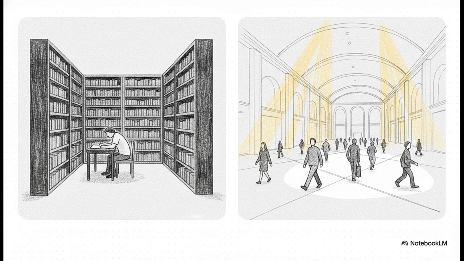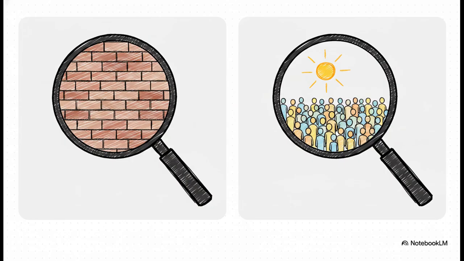Picture Maya sitting in a quiet, windowless community archive. Got it? Now contrast that with Jordan, who is hanging out in a crowded, sunlit bus terminal. First up, we lay our observable details side by side. We have Maya's quiet, windowless room going up against Jordan's crowded, sunlit terminal. Those are our explicit facts.